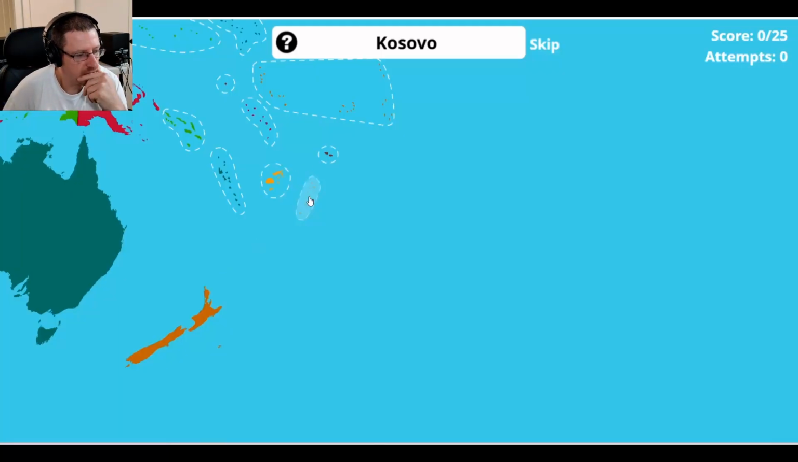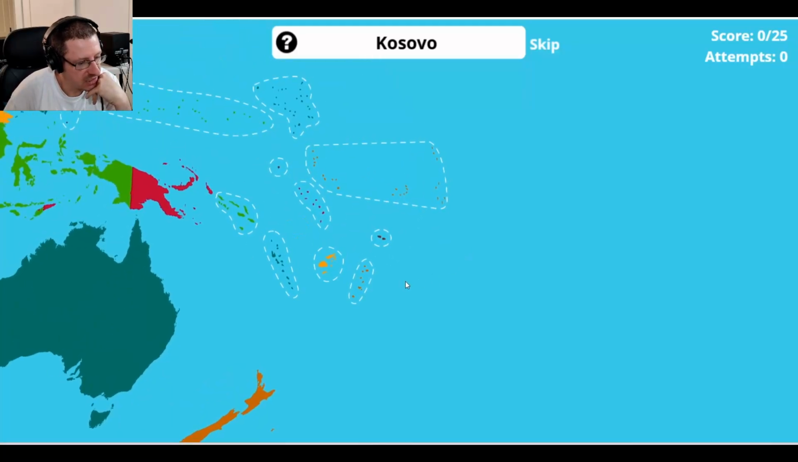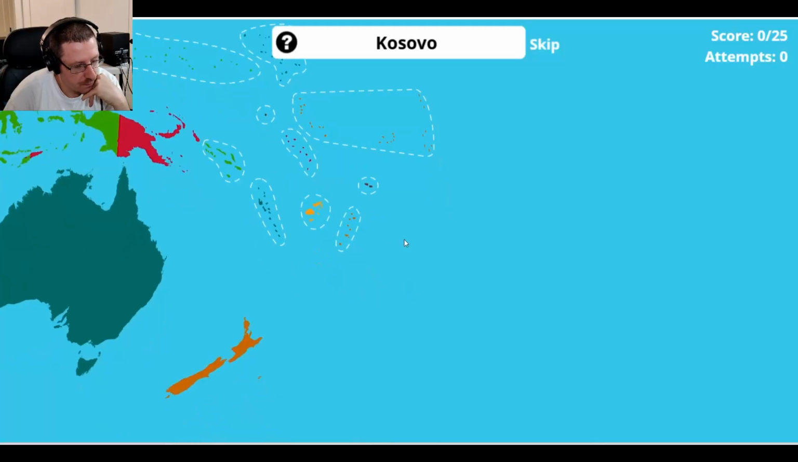Let me see here. Tonga, Tuvalu. These are really, this is one of the hardest to memorize where the places are in here. There's another one. So what is this? Oh, Wallis and Futuna is right here. It's either here, in between here, or in between here.